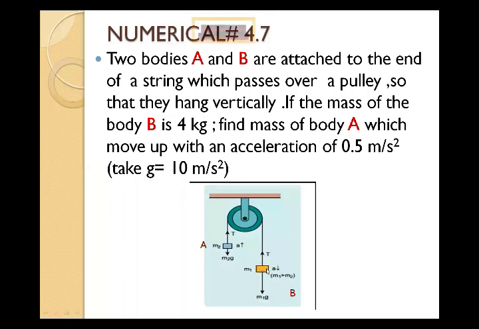So which one will be body A? The body which is moving up. Remember that M2 is moving on the upside. So we select it as body A, because in the question they have given us: find the mass of body A which moves up. So we select this as body A and the other one as body B. Okay, now we are going to make the data.